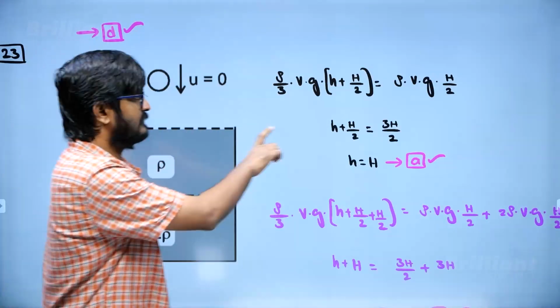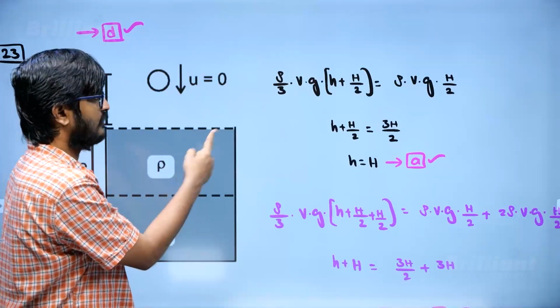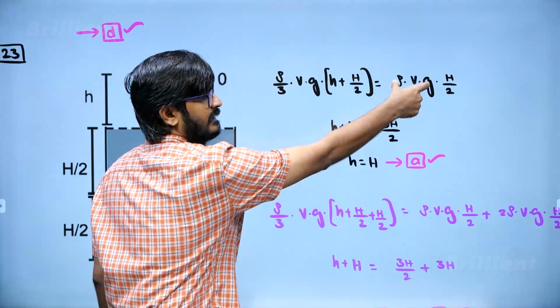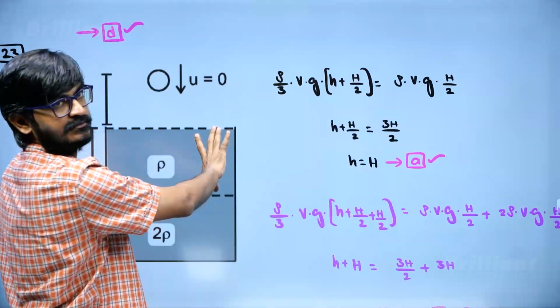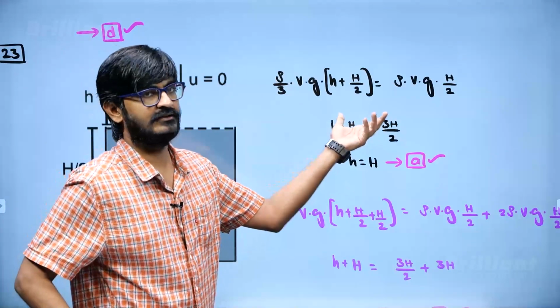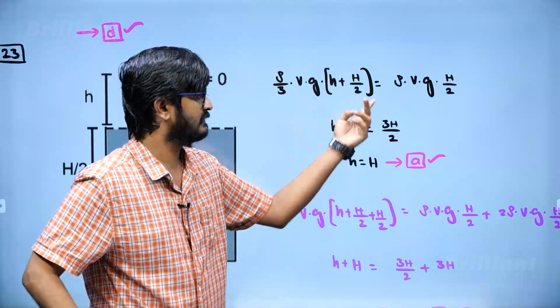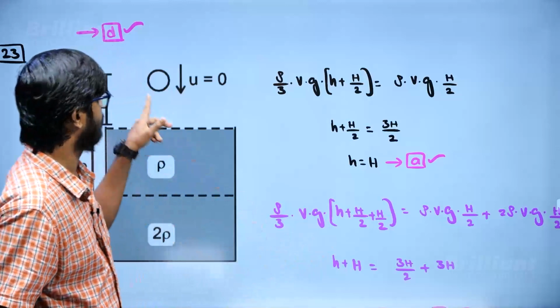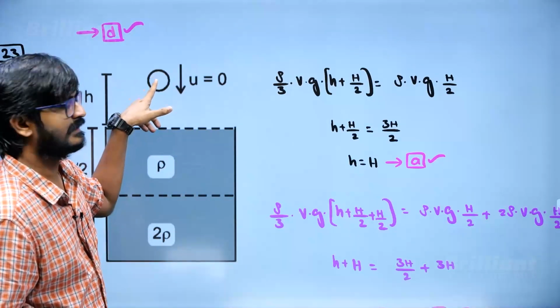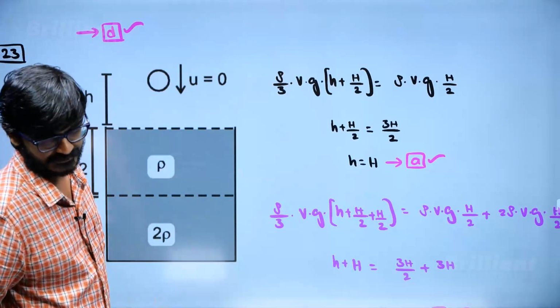The work done by this liquid is by buoyancy. Buoyancy is density of the liquid into volume of the body into g, and then into the distance, h by 2. So total work done equals 0. When I equate it, I will be getting this. From there I will be getting capital H. So the minimum height needed is capital H. So option A is correct.